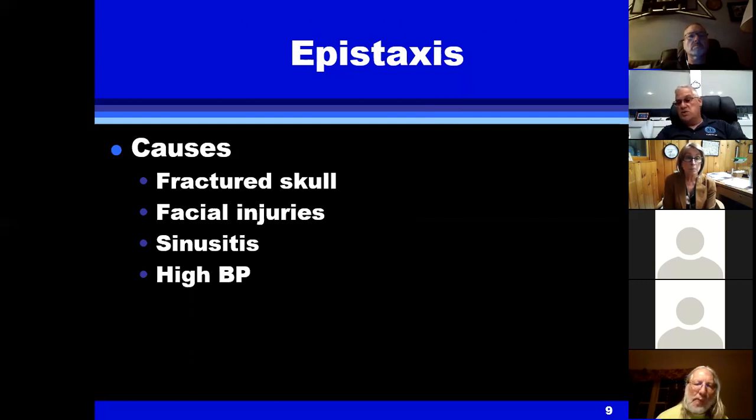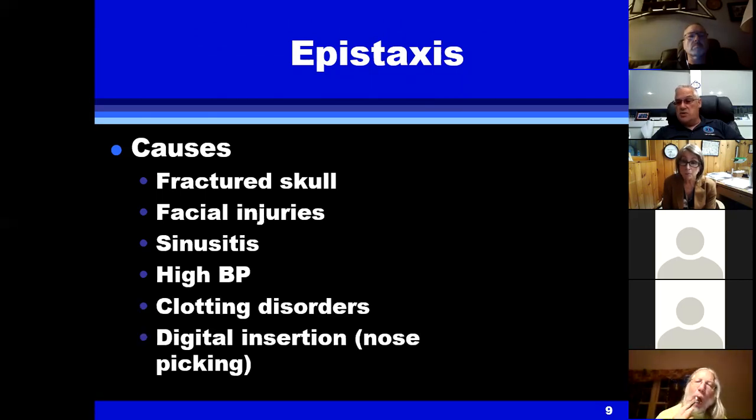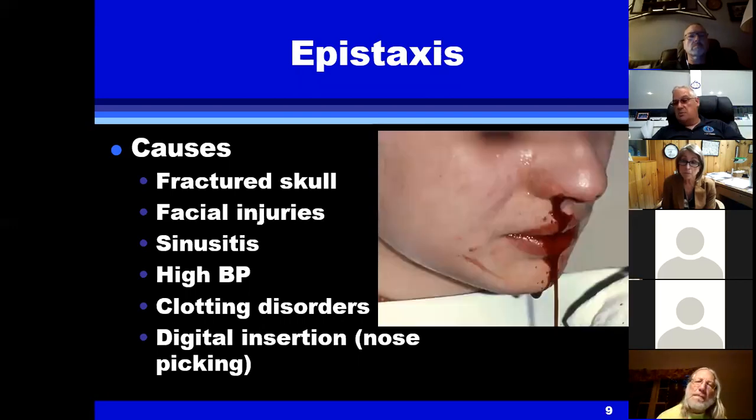But the problem is they can lose a significant amount of blood. I've seen people fill up spaghetti pots with blood, where you've got 2-3 inches of blood in there, and they're going to get woozy and lightheaded from that situation. Okay? It could be because they have different types of clotting disorders, or just because they're sticking something up their nose, right? So it could be a significant amount of bleeding.